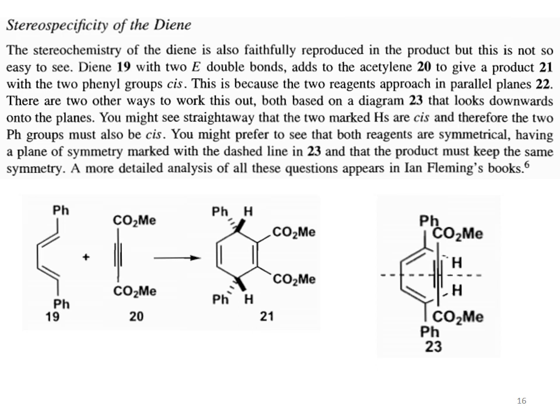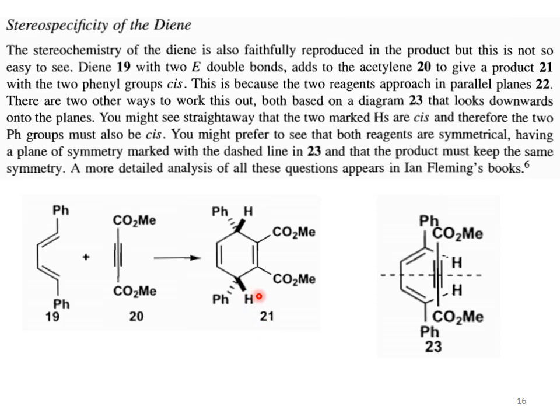This is because the two reagents approach in parallel planes 22. There are two other ways to work this out, both based on a diagram 23. See this diagram 23. This is the diene. Here the hydrogens are shown. The hydrogen on this carbon is shown over here, and the hydrogen on this carbon is shown over here. And this is the dienophile. The dienophile is parallel to the diene.